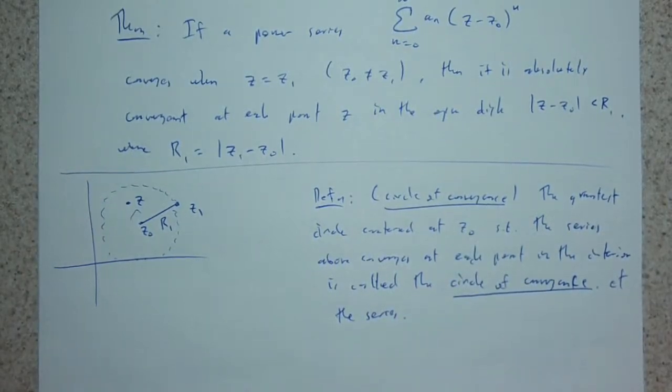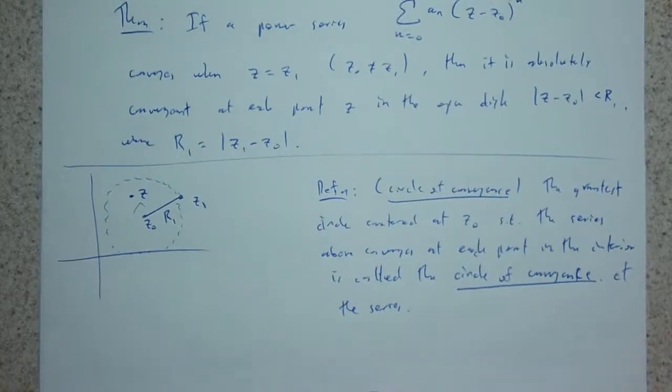So it can't converge to any point outside the circle, right, by this theorem, because if it did, then it would converge everywhere inside the circle and passing through that point. Okay, and so then the first circle that we started with would not be considered the circle of convergence.